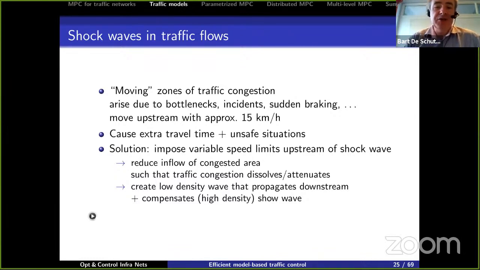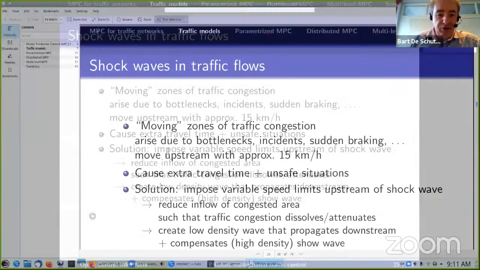And finally, to illustrate how we can now use MPC with those macroscopic models, I will explain the issue of shock waves in traffic flows. So typically, if you look at congestion, in some cases, you might see that the congestion is moving, rippling through an entire highway. And to illustrate this, I will show my web browser and show a small movie.